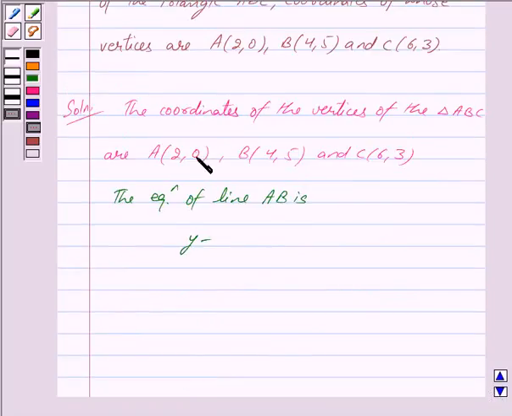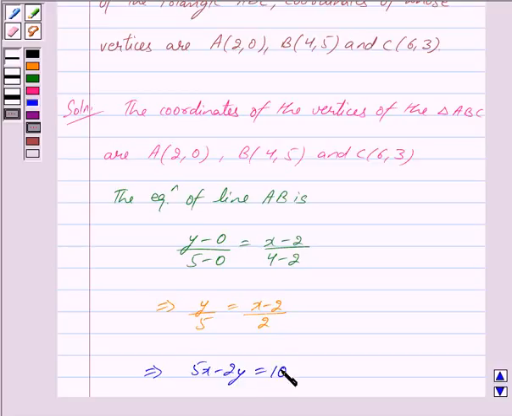y minus y1, and here y1 is 0, so we get y minus 0 upon y2 minus y1, and here y2 is 5, so we get 5 minus 0. This is equal to x minus x1, and here x1 is 2, so we get x minus 2 upon x2 minus x1. Here x2 is 4, so we get 4 minus 2. This implies y upon 5 is equal to x minus 2 upon 2. And solving this equation we get 5x minus 2y is equal to 10.